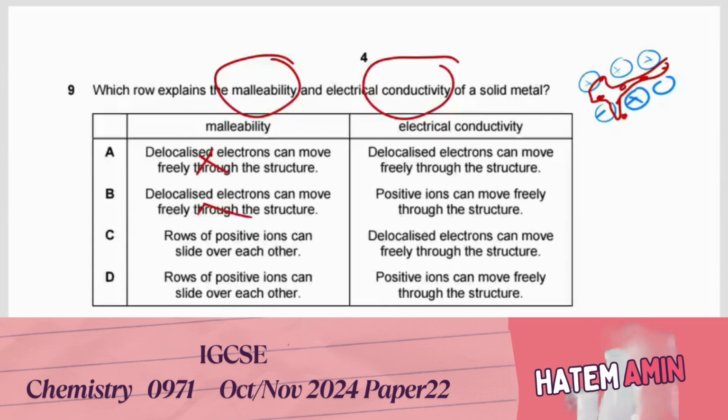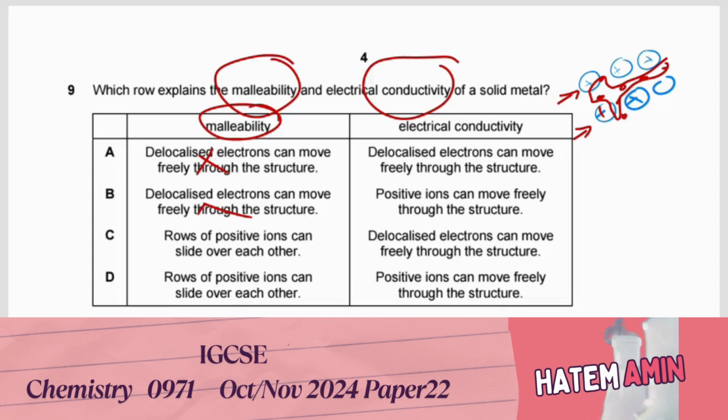The malleability here is the ability of the metal to change its shape, and this ability is due to rows of positive ions that can slide over each other. These rows of positive ions can move or slide over each other, as we have the metallic bond. So both C and D are correct according to malleability, but we should choose one from the other side.